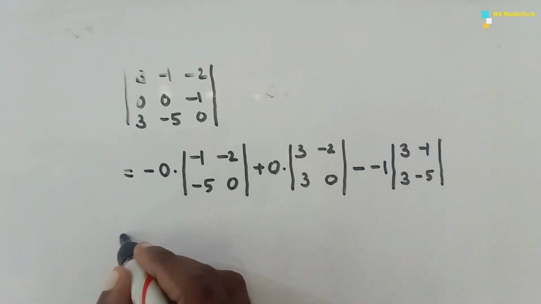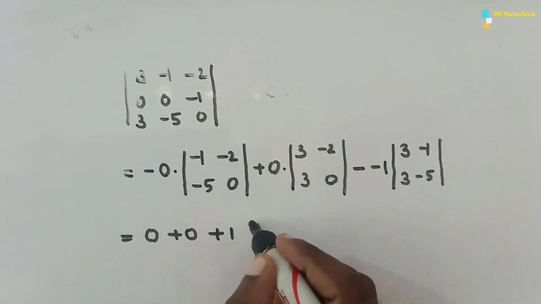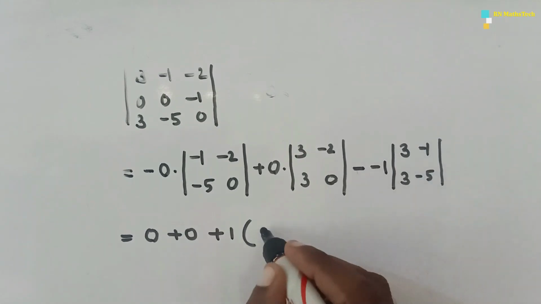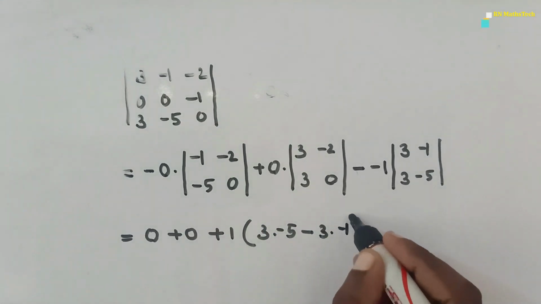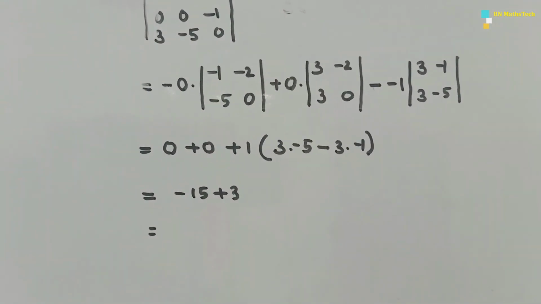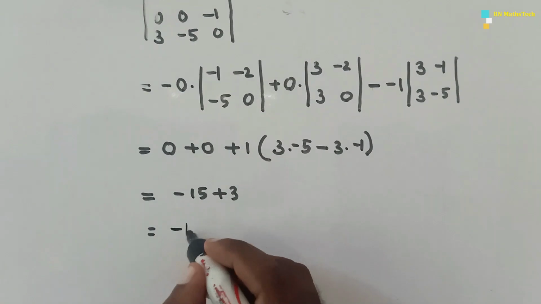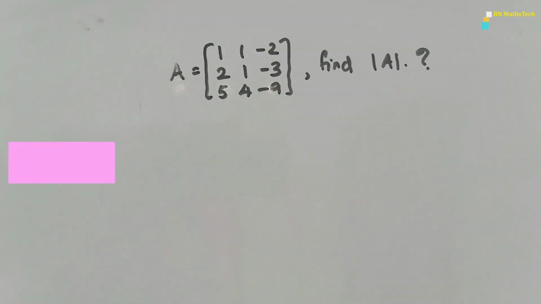So first term is 0, second term is 0, plus 1 into cross product, 3 into minus 5, 3 into minus 5 minus 3 into minus 1. So that is minus 15 plus 3, that is minus 12. So minus 12 is the value of the determinant. Okay. Now consider the problem.